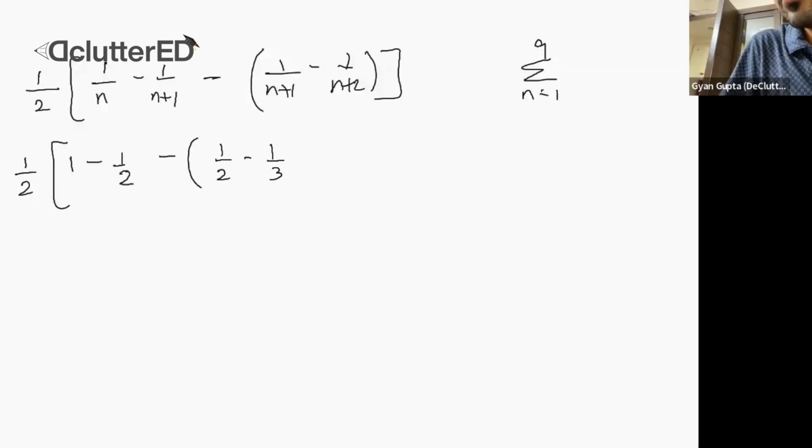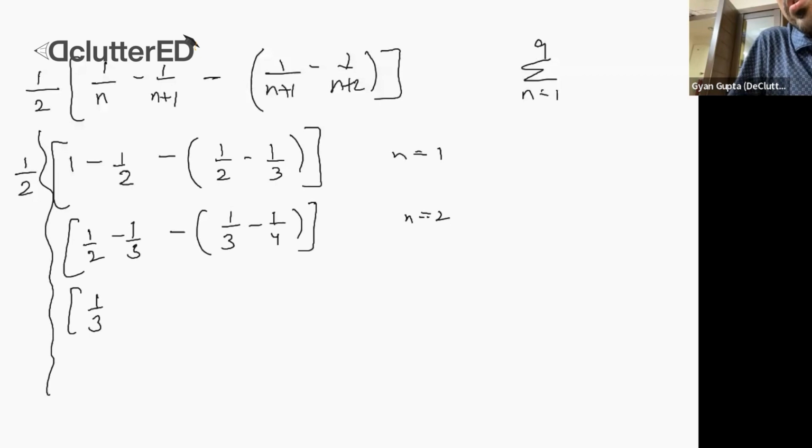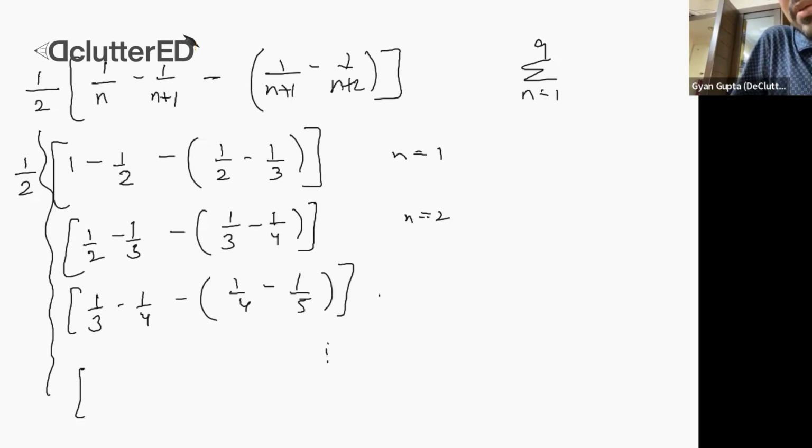Now, I'm keeping that half outside. That's why I'm drawing the long curly bracket. Let me put n is 2. 1 by 2 minus 1 by 3 minus 1 by 3 minus 1 by 4. Then 1 by 3 minus 1 by 4 minus 1 by 4 minus 1 by 5. So on till 1 by 9 minus 1 by 10 minus 1 by 10 minus 1 by 11.